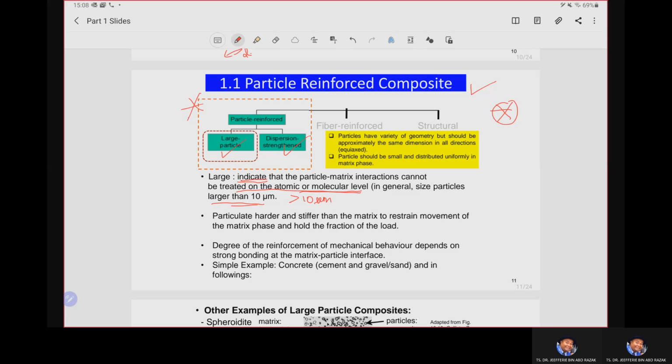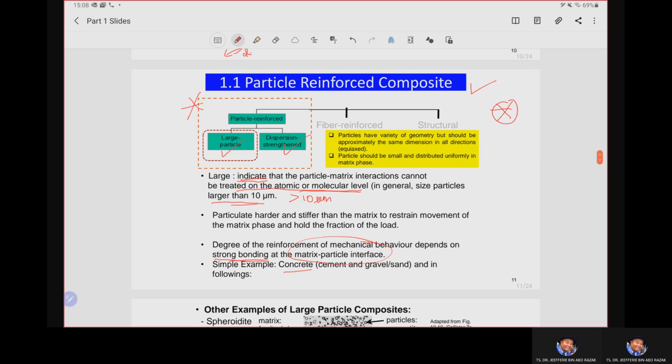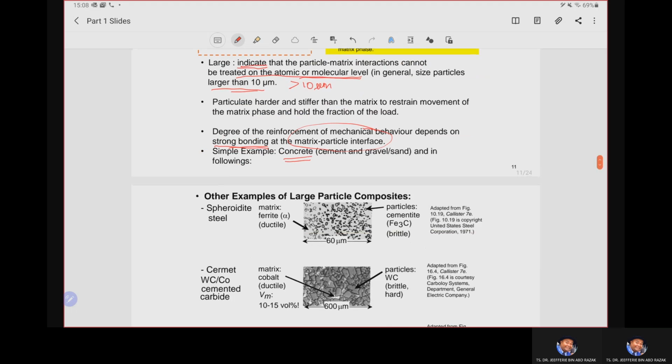All right. So the degree of reinforcement or improvement of the mechanical properties actually depends on the strong bonding at the matrix-particle interface. All right. So the best example of the large particle reinforced composite is the concrete system, which contains cement as the matrix and gravel with sand as the large particle. Another example can be viewed on the following slide here.